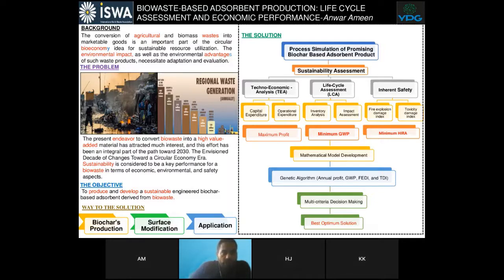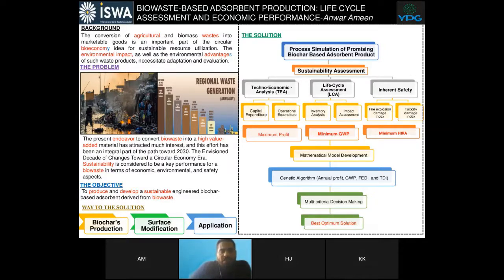As for the solution, before doing sustainability assessment, we produce biochar using pyrolysis and optimize it using response surface methodology based on input parameters and also response parameters. Then we do the surface modification, mixing in iron oxide, which is magnetic, to make the product easily separated by an external magnetic field and make it more recyclable. Then we apply it to the contaminant removal.